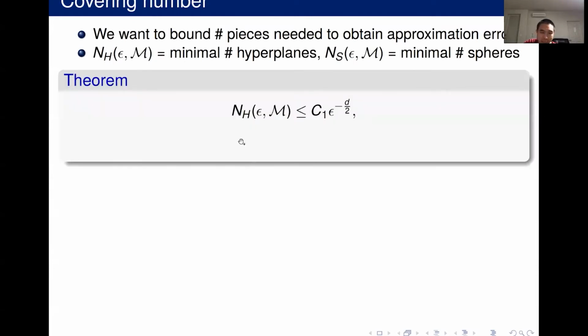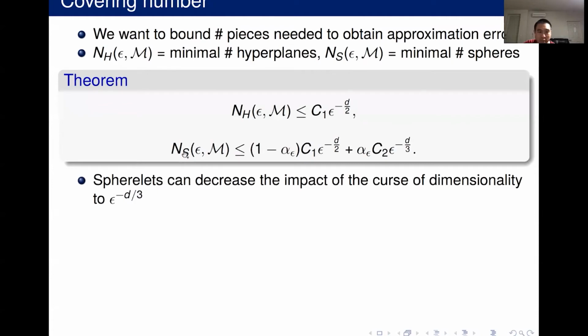So M is the manifold, epsilon is the error, and H means hyperplane, S means sphere. We can show that the minimum number of hyperplanes is bounded by epsilon to the negative d over 2, while the minimal number of spheres is bounded by a linear combination of two terms. The first term has rate negative d over 2, the second one is negative d over 3. We can consider two extreme cases. When alpha_epsilon is 0, these two upper bounds are the same. That's the worst case for spherelets.